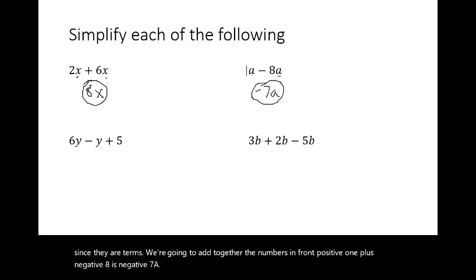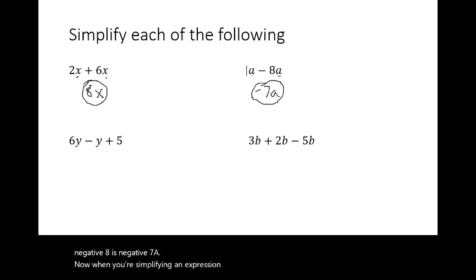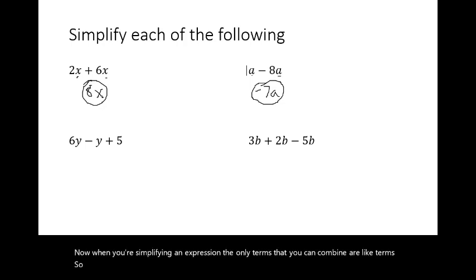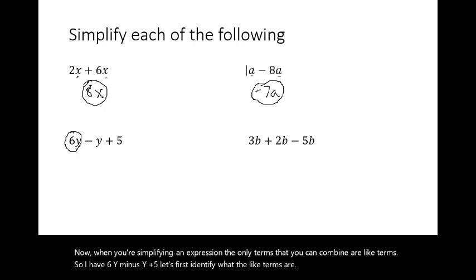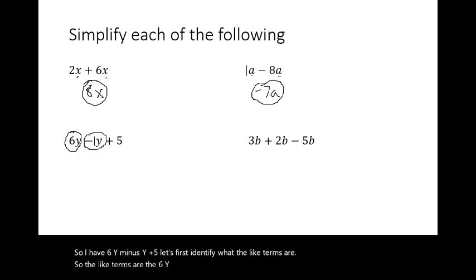Now, when you're simplifying an expression, the only terms that you can combine are like terms. So I have 6y minus y plus 5. Let's first identify what the like terms are. So the like terms are this 6y and this minus 1y.